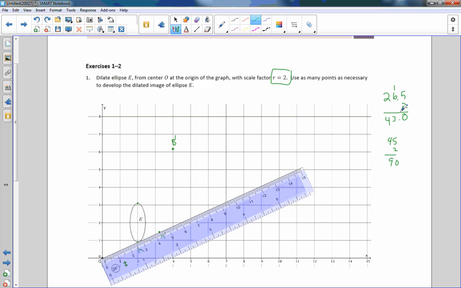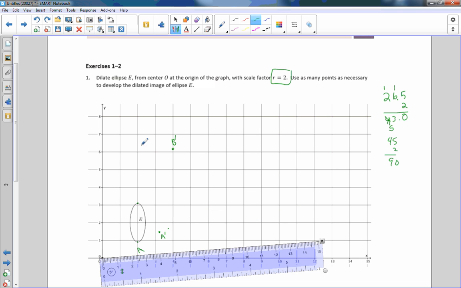5 times 2 is 10. 6 times 2 is 12. 13. Carry the 1. 2 times 2 is 4 plus 1 is 53. I don't want a dot at 43. I want it over here at 53. So I'm just going to move that point, A, to 53. Let me just erase that one.